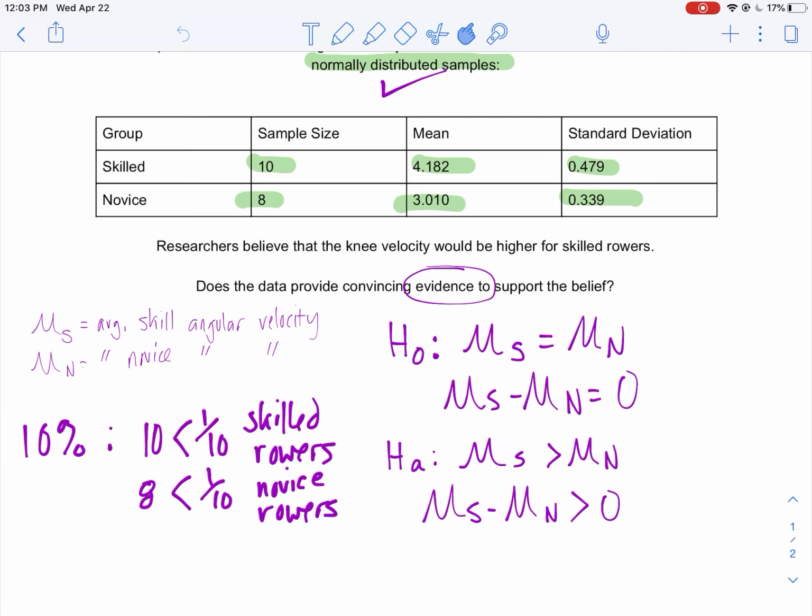For my second one here, I'm going to go with my average being 3.010, standard deviation of 0.339, sample size of, come on. Again, these things happen. Size of 8. All right.